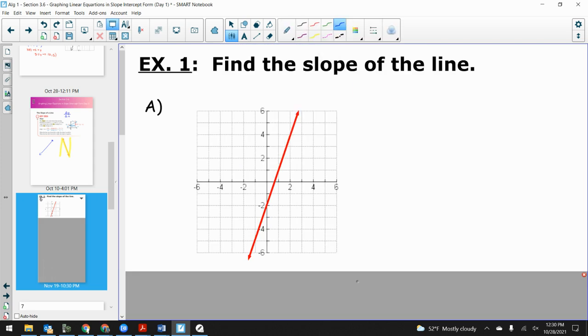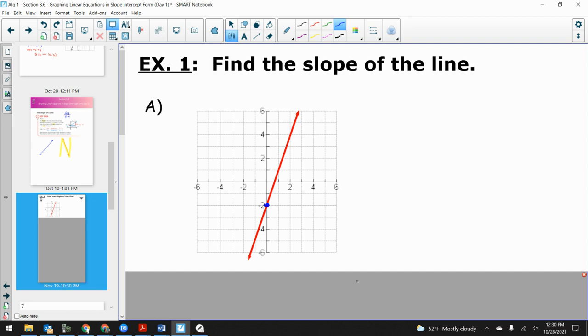All right. So let's take a look at our first example here. I'm going to give you 3 different representations of lines. One time we're going to give you a graph. We're going to give you coordinates. And then we're going to give you a table. And for each one of those I'm going to ask you to find the slope. So let's start with a graph.